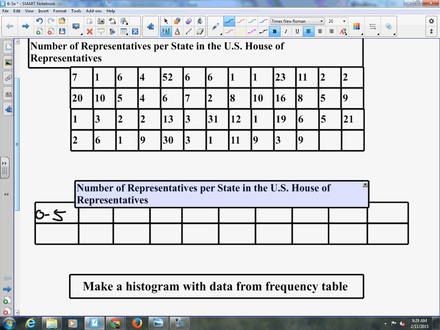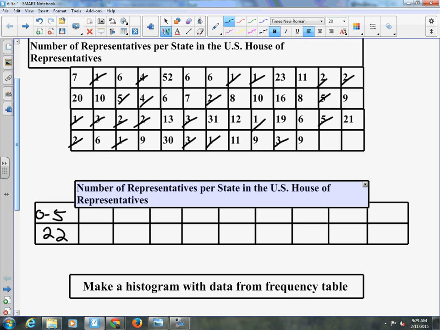So, how many do we have? Well, we got 1, 2, 3, 4, 5, 6, 7, 8, 9, 10, 11, 12, 13, 14, 15, 16, 17, 18, 19, 20, 21, 22. So I have 22 of them.